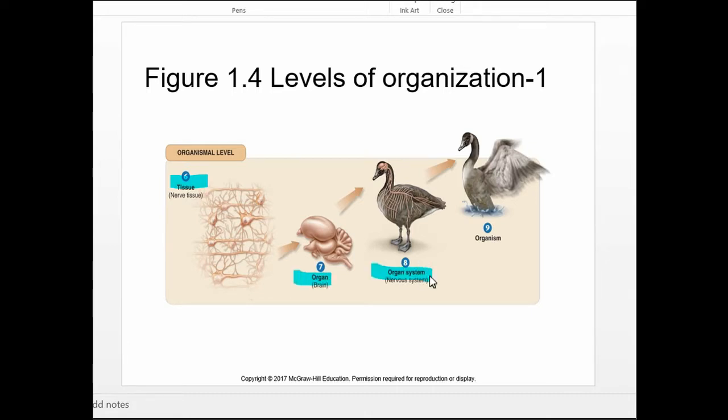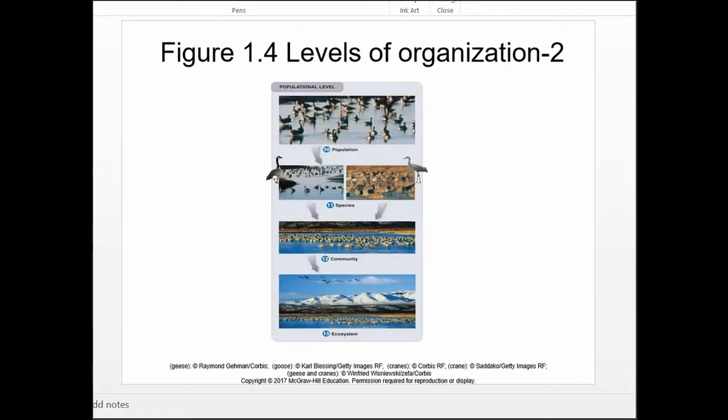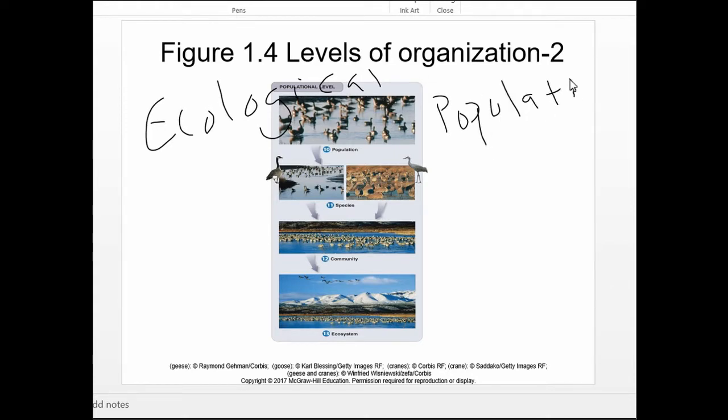So I think you could think about nerve tissue, brain, nervous system, and then all of those systems make up an organism. And then we get into the ecological level here. And again, we're still talking about living organisms. This is ecological and also population as well. So we can have, as I mentioned, the populations. Populations are organized into a species.